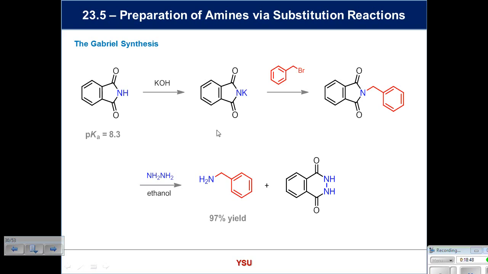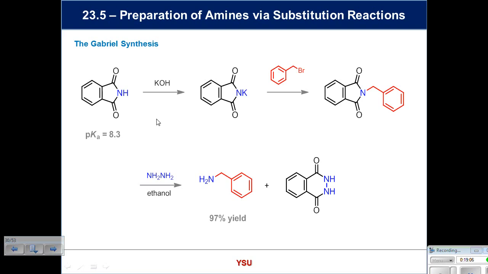So in the first step, look at what happened here. KOH reacted with N-H to give N-K. What type of reaction is that? That's an acid-base reaction. So why should this proton be acidic? What is the normal pKa of an N-H bond? 38. Now this is nowhere near 38. It's much, much lower. Why?